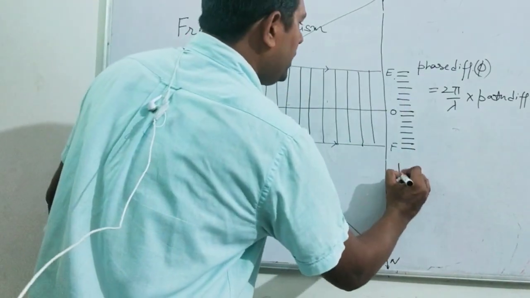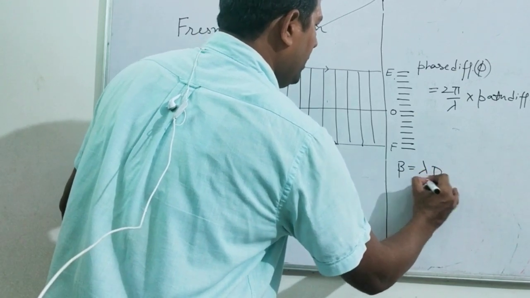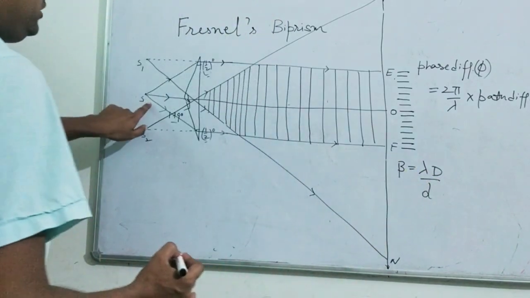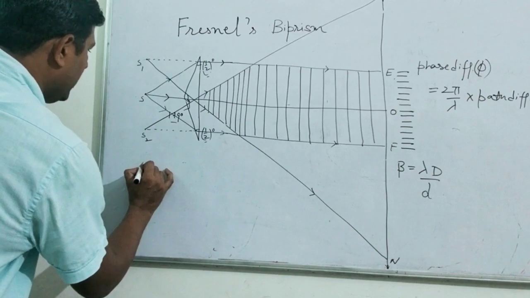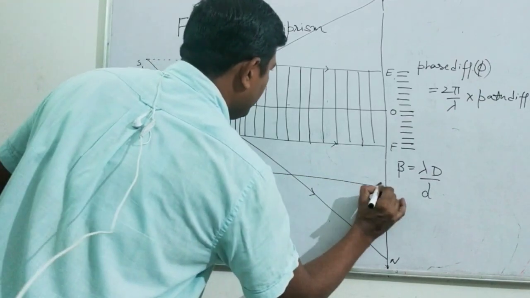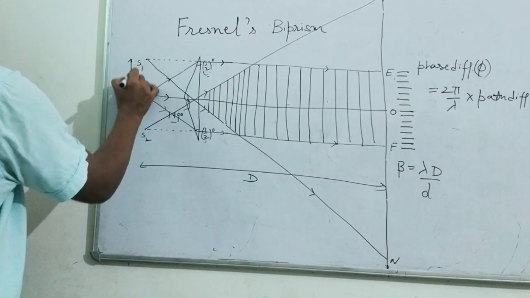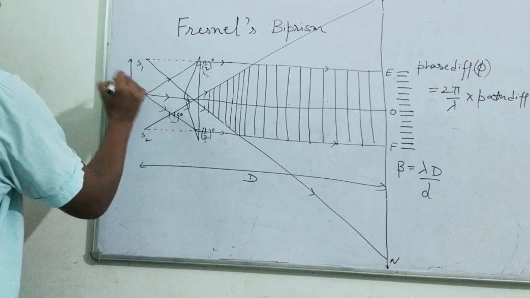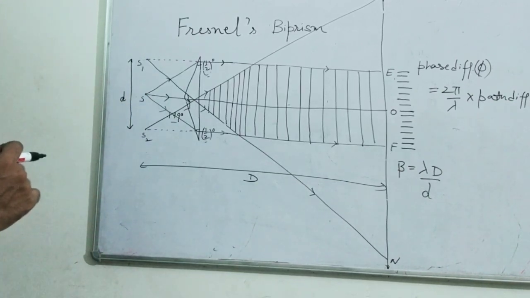Now the fringe width beta is given by beta equals lambda D upon d. Here lambda is the wavelength of light used, capital D is the distance between sources and screen, and small d is the distance between the two virtual coherent sources. So this was the theory of Fresnel biprism.